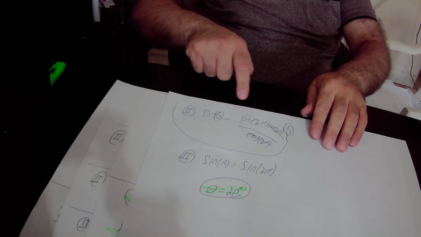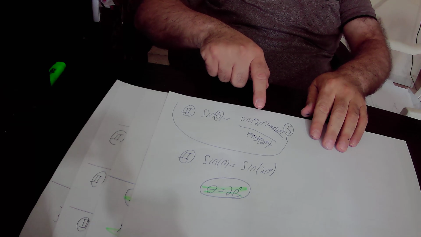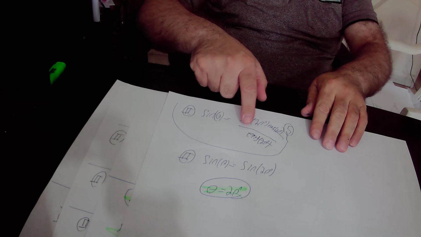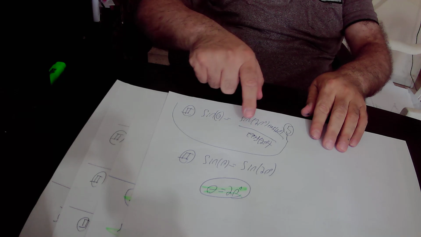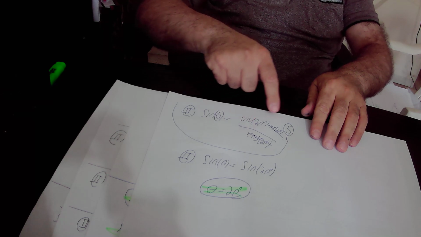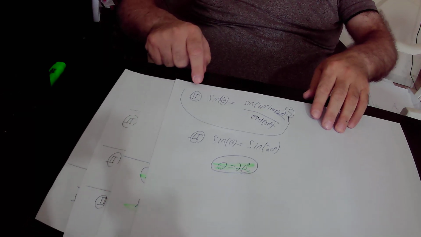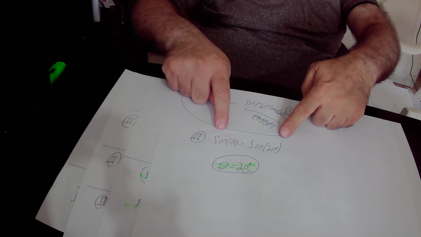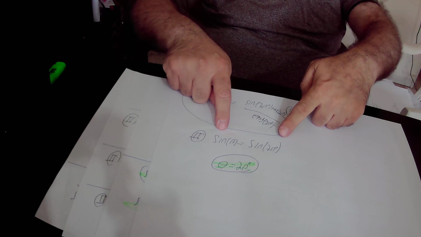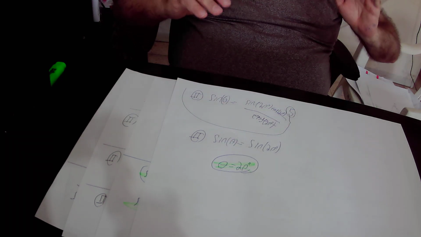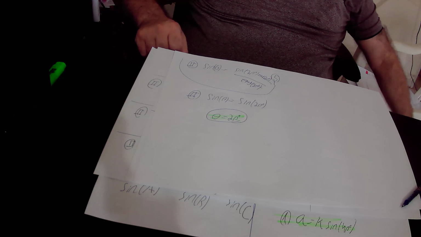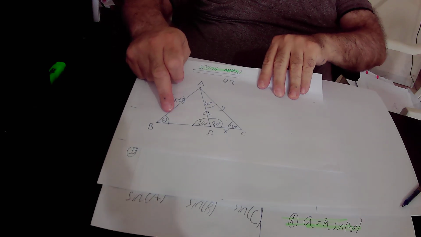We did it, and we got that sin θ equals sin 20° times cos 20° over cos 20°. We have cos 20° in the numerator and cos 20° in the denominator, so cos 20° will get cancelled. In conclusion, sin θ equals sin 20°. If sin θ equals sin 20°, it means that θ equals 20°. So in both methods, we found that the size of this angle θ is equal to 20 degrees.